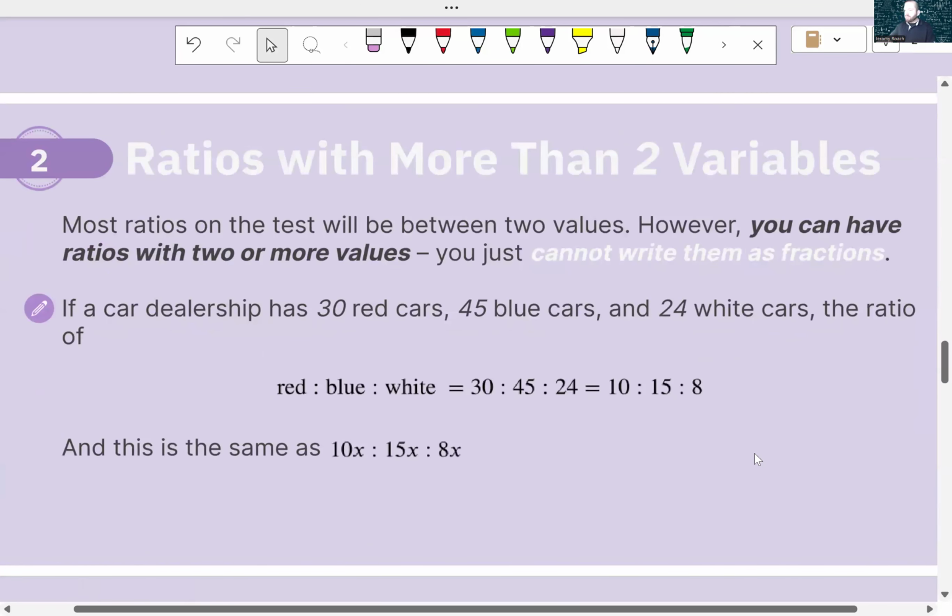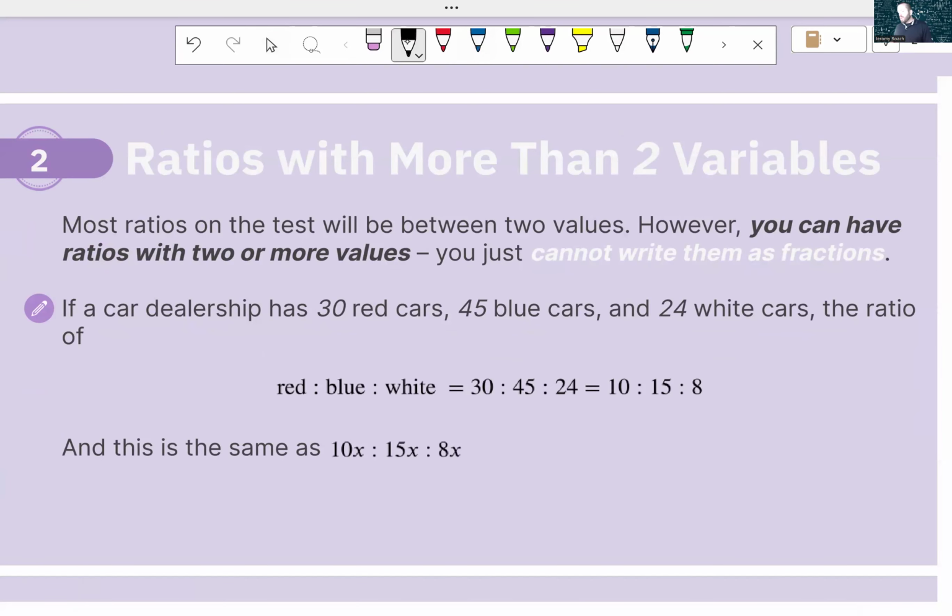Now, sometimes we have more than 2 variables. So in this situation, we cannot write it as a fraction. So this car dealership has 30 red cars, 45 blue cars, and 24 white cars. The ratio of red to blue to white is 30 to 45 to 24.